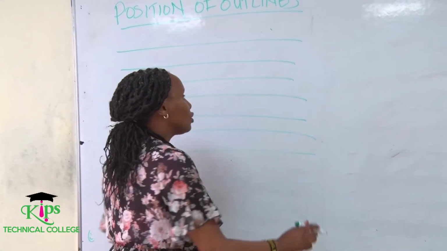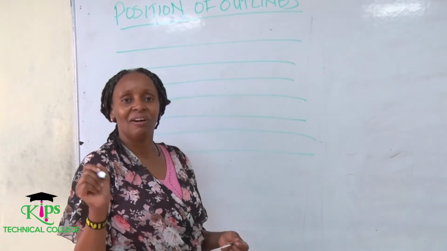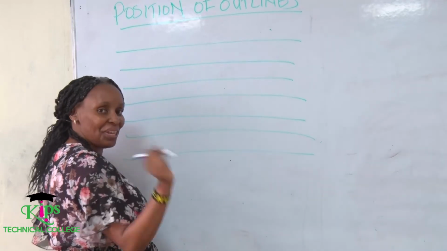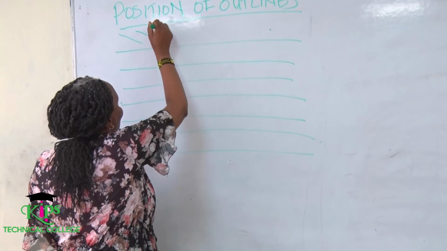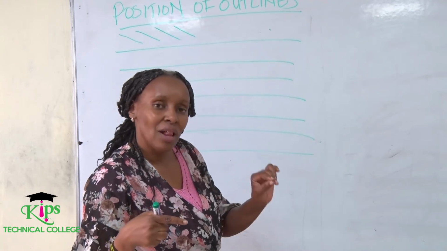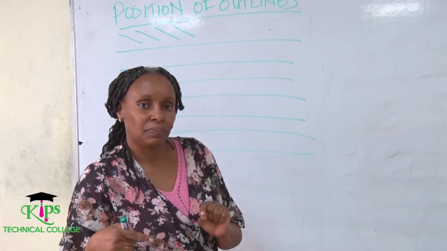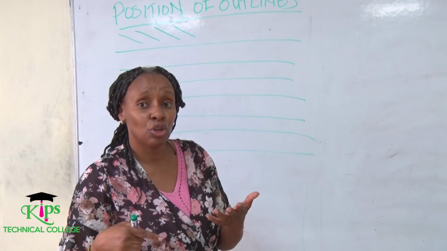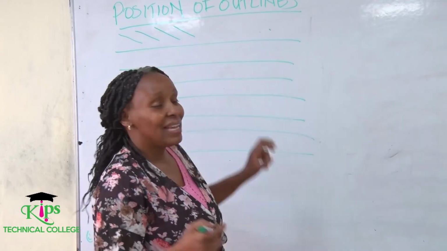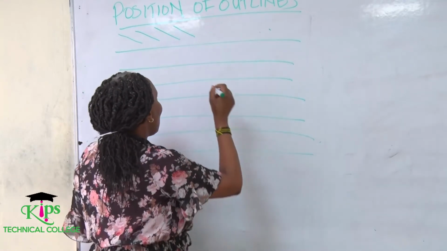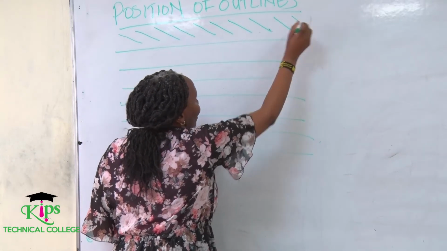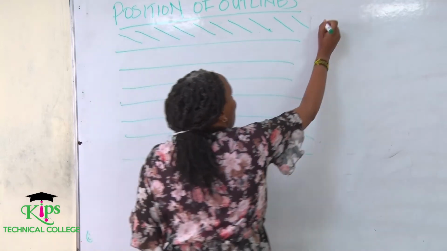So we say we have got first position. First position means the outline is written above the line. For example, P. You can have P written above the line. But don't mistake this. The assignment I have given you, all the outlines should touch the line. I'm just trying to explain that we've got different positions, meaning the outlines are written in different stages. The first position, first place, we say the outline is written above the line. That is what we call the first position.